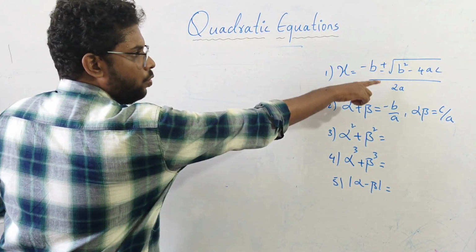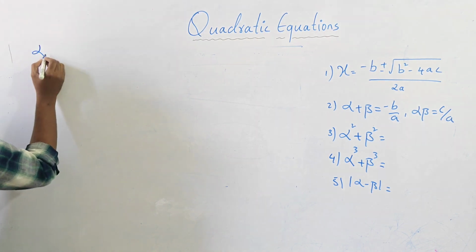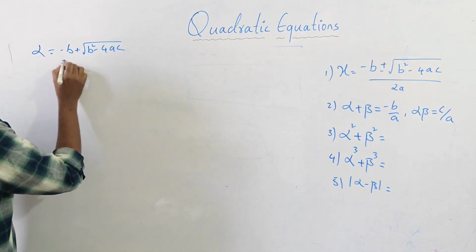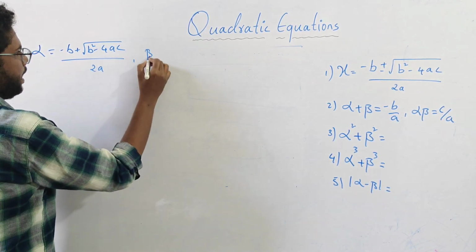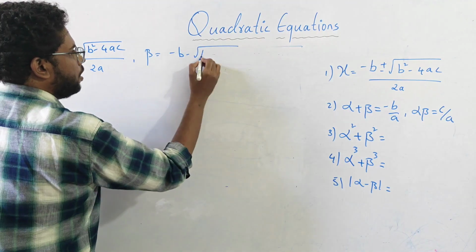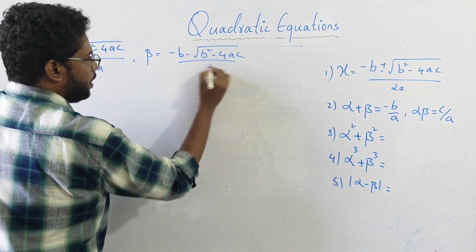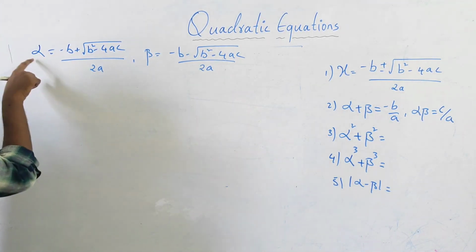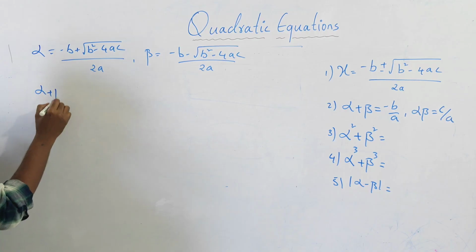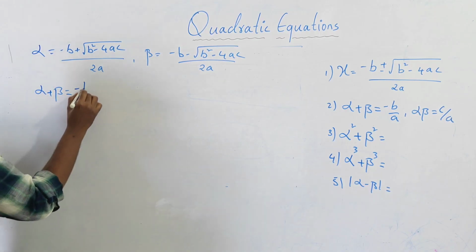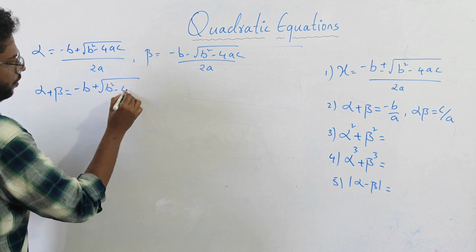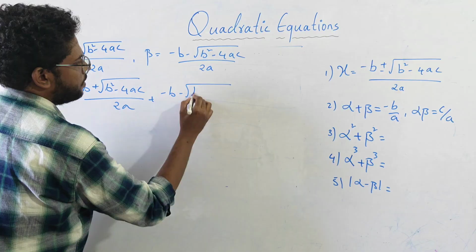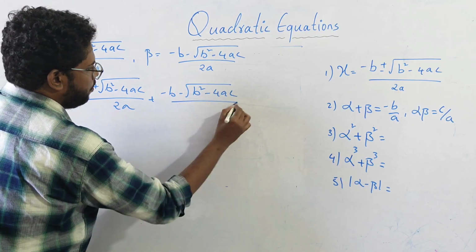So from here we got the two roots. Alpha, can I write it like this? First root, alpha, as minus b plus under root b square minus 4ac by 2a. And can I write the other root, beta, as minus b minus under root b square minus 4ac by 2a, correct? Two roots are there, alpha with plus, beta with minus. Now what I will do, I will add these two. So what do I get? Now I'm adding alpha plus beta. So what do you get? Minus b plus under root b square minus 4ac by 2a plus minus b minus under root b square minus 4ac by 2a.